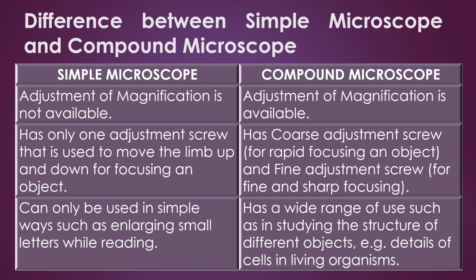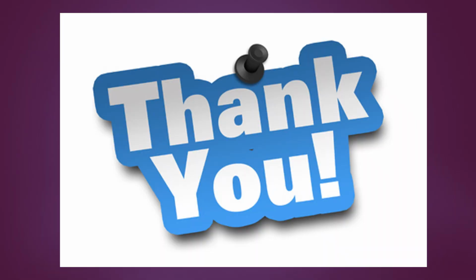Regarding the applications, the simple microscope can only be used in a simple way such as enlarging small letters while reading, but the compound microscope has a wide range of applications such as studying the structure of different objects like plant cells, animal cells and bacterial morphology and other morphological observations of living organisms. That's all about the differences between the simple and compound microscope.